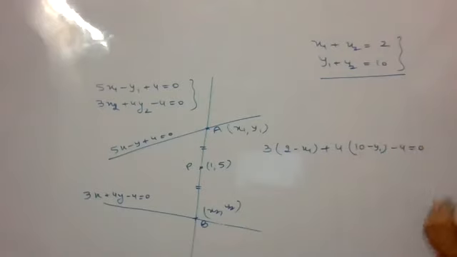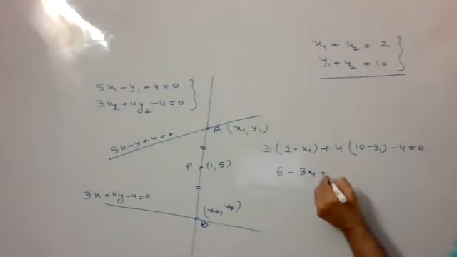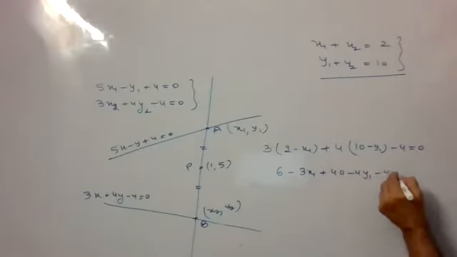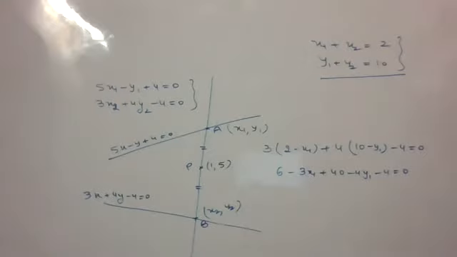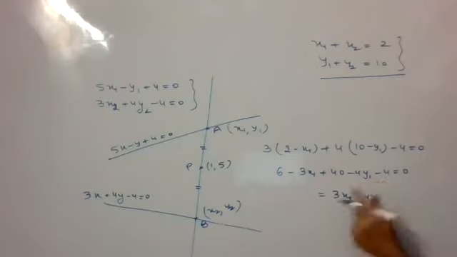Minus 4 is coming 0. 6 minus 3x1 plus 4y1 minus 4 is coming 0. Then x1 and y1 I'll take on this side, so it will come 3x1 plus 4y1. This is how much? 46 minus 4, that is 42.